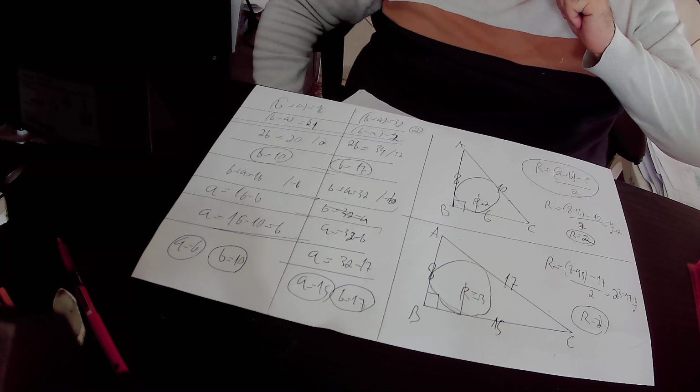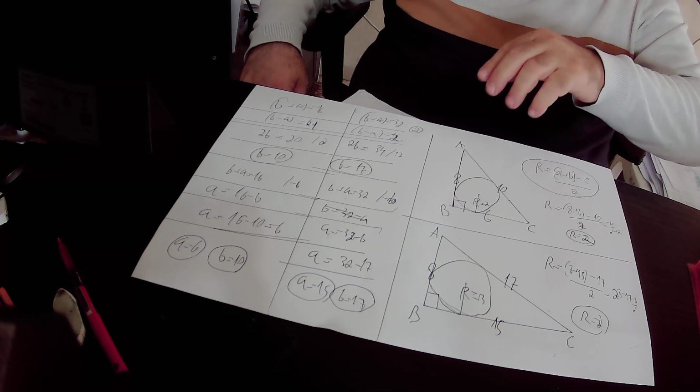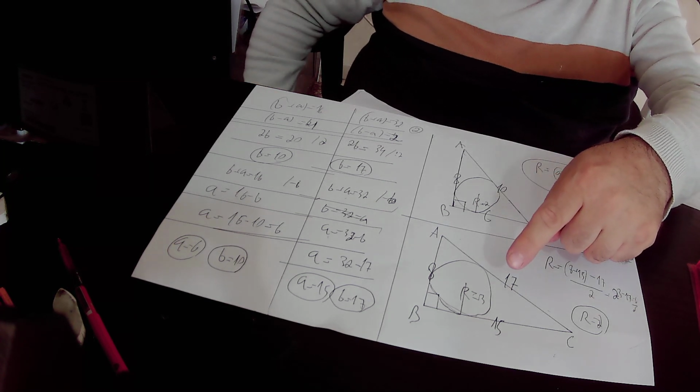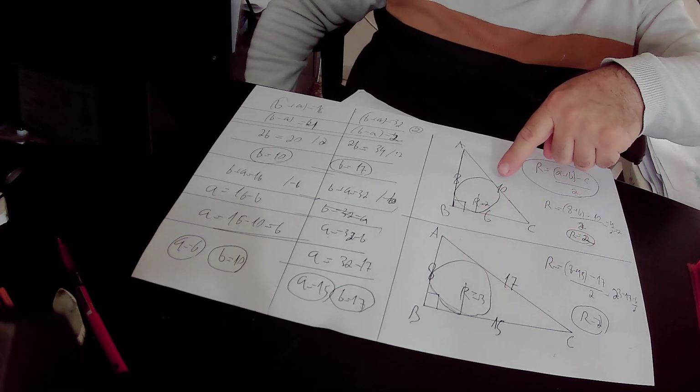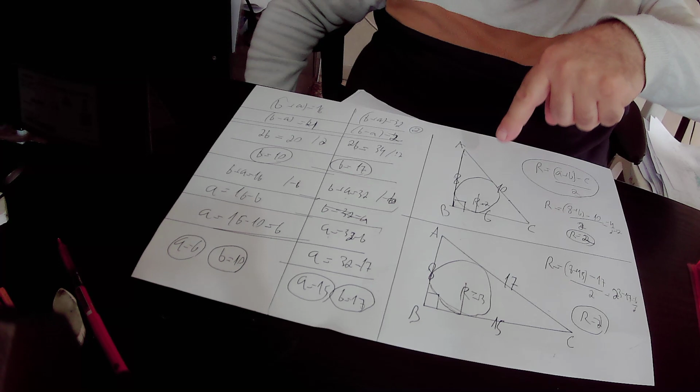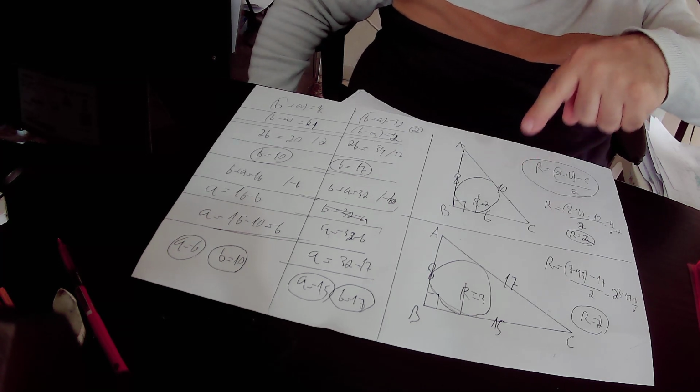So in conclusion, we found out that the radius of this circle that is inscribed by the right triangle equals 4 units, and the radius of this circle that is inscribed by this specific right triangle equals 2 units.